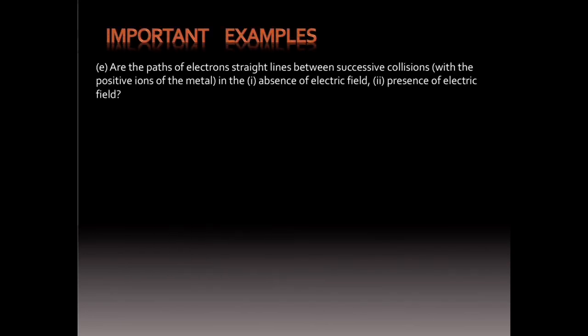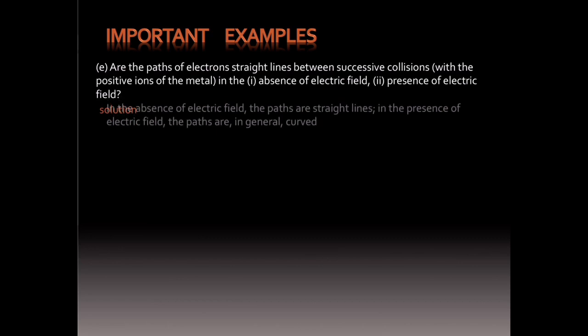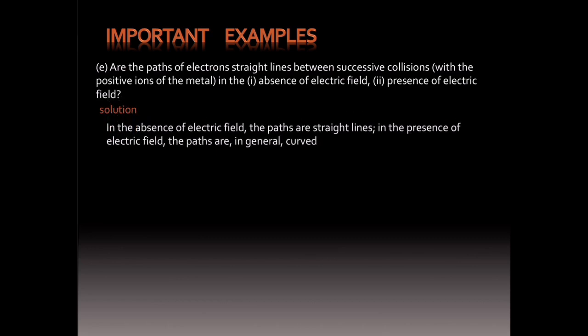The next question: are the paths of electrons straight lines between successive collisions? The answer is no. In the absence of a field, the path is a straight line, and in the presence of a field, the path is curved. Important, remember: in the absence of field the path is straight, in the presence of field the path is curved.